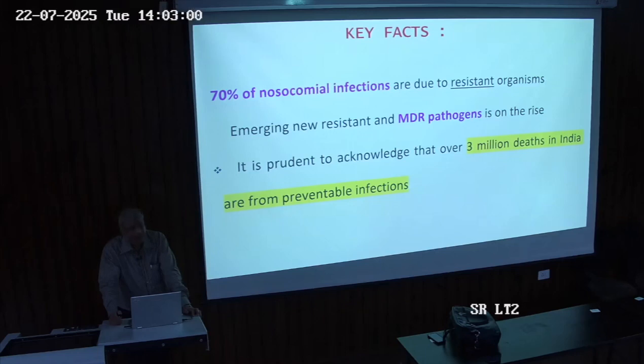And the problem here is that nosocomial infections are due to resistant organisms in 70% of these infections. Emerging new resistant and MDR pathogens are on the rise. So it is always prudent to acknowledge that over 3 million deaths in India are from preventable infections. So see the magnitude of infections and deaths due to multi-drug resistant pathogens. This is a hot topic today, and the fortunate thing is that it is preventable.